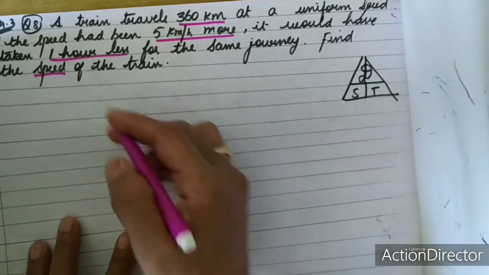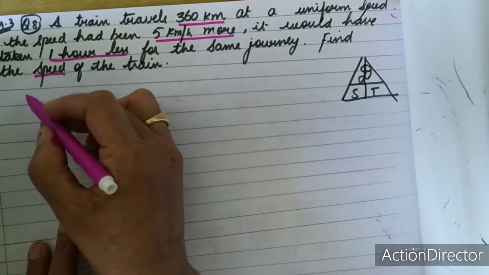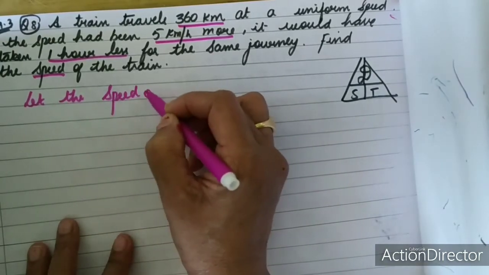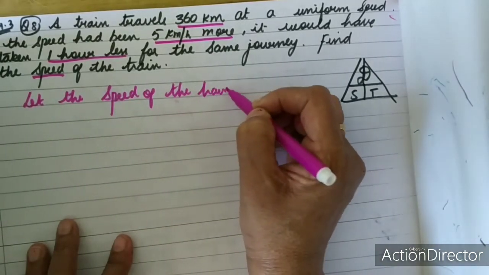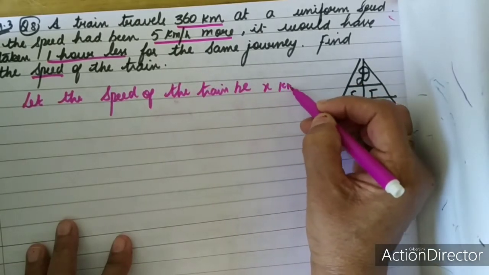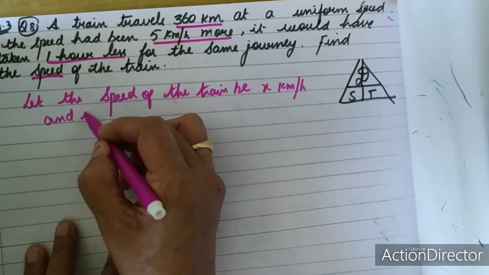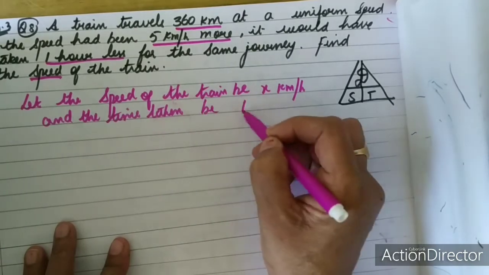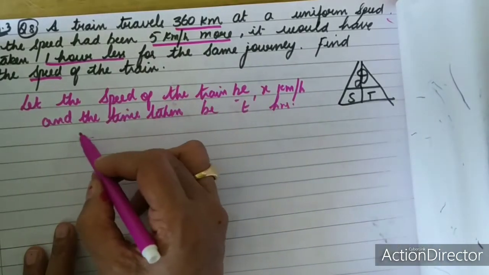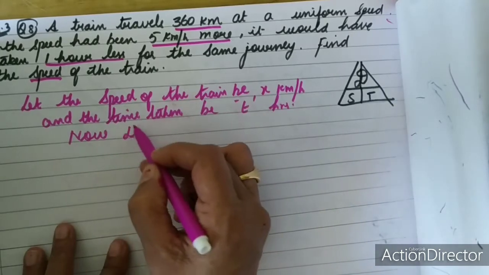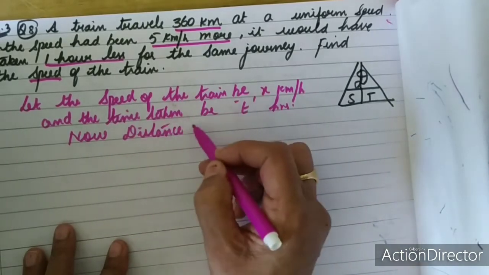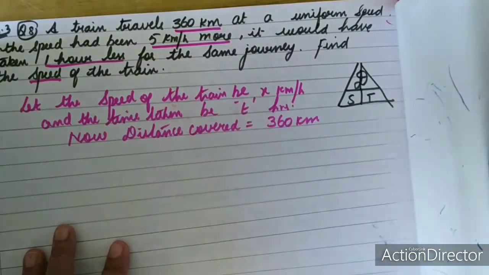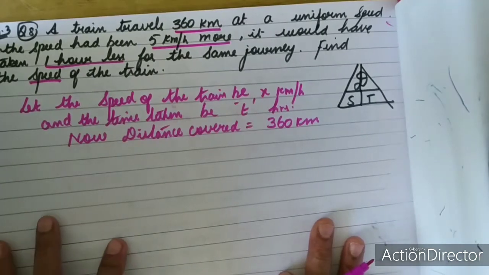So let me write it now. First you write, let the speed of the train be x kilometer per hour and the time taken be t hours. Now the distance covered is given as 360 kilometer. So this is the given information. So let us start the equation now.